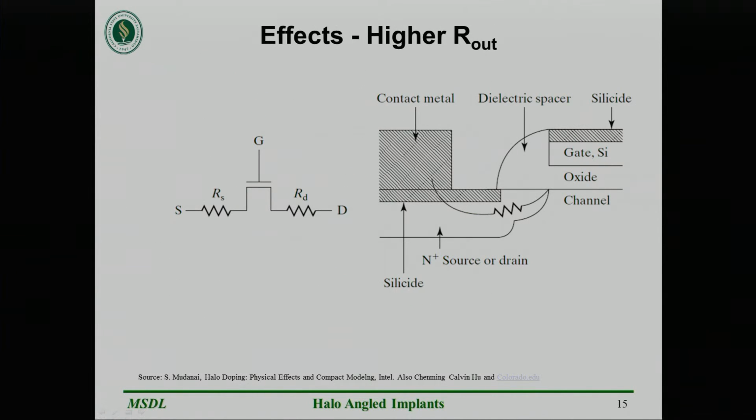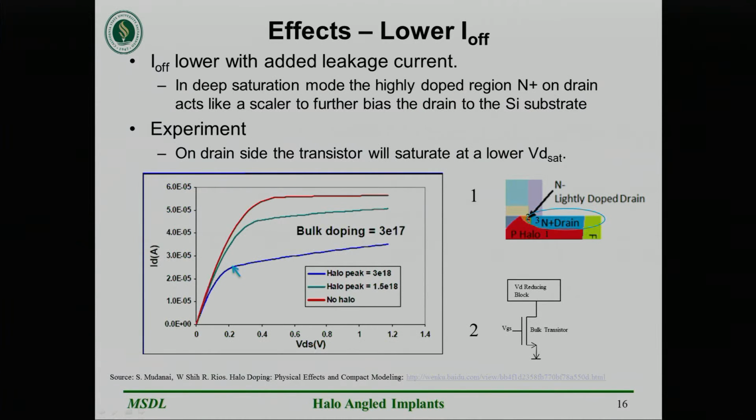As seen here, a drawback is R out will get worse, because as we have transitions from doping regions, as our text shows, the resistor mimics that transition. Another negative effect of halo implants is lower I-off.